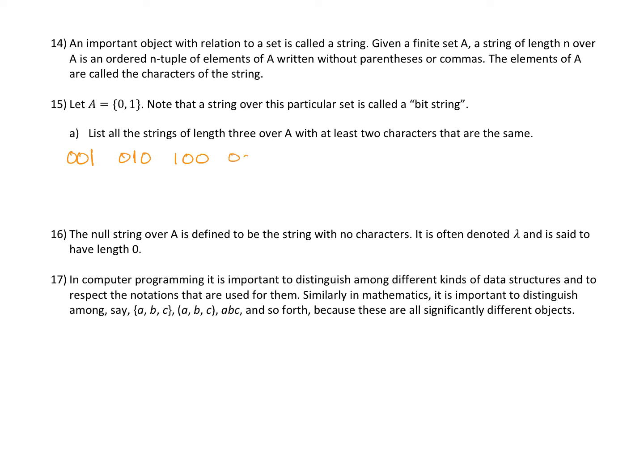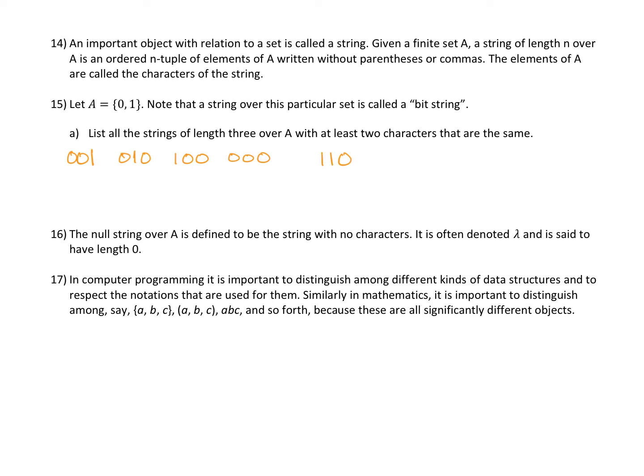I could also have 3 zeros. I could have 0, 0, 0. So all of those have at least 2 zeros. And there's no other string I could create. There's no other order I can write them in that would give me at least 2 zeros. Now I have to write all the strings that have at least 2 ones. So I could start with the 2 ones. I could have a 1, 1, and a 0.